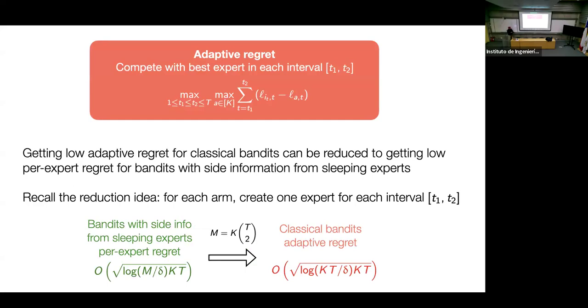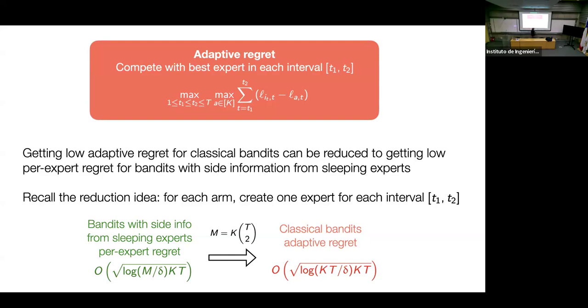Supposing we can get bounds for this setting, you can still get adaptive regret bounds, basically using the reduction that we had before. You have an original set of arms, you have k of them. For every arm and for every interval, you're gonna create a virtual expert, which is gonna be asleep in all rounds outside of the interval for that expert. Then you can do the same conversion that we did before, but you have to use this more general setting. You can't just use sleeping bandits. You need something better if you want to get this logarithmic dependence on the number of experts.